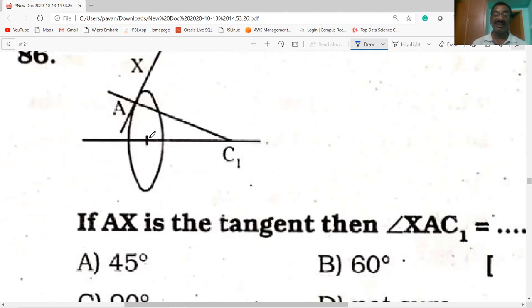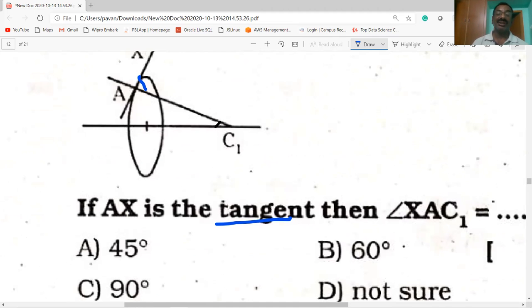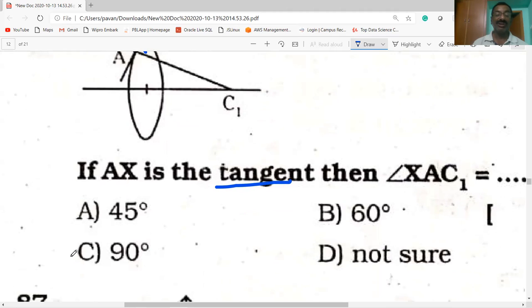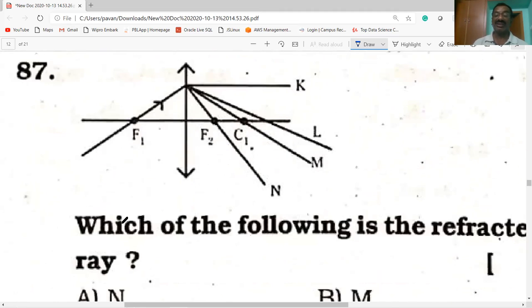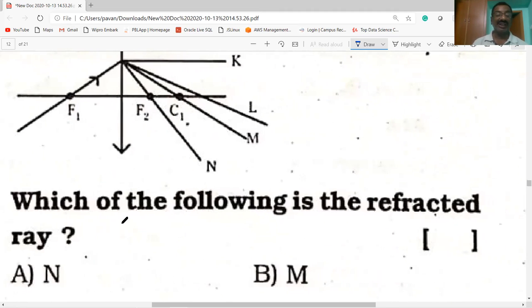Next question: if AX is the tangent, then what is the angle XAC1? AC1 is the normal to the lens. The tangent is perpendicular to the normal. So the angle between these two is 90 degrees. Next question: which of the following is the refracted ray?